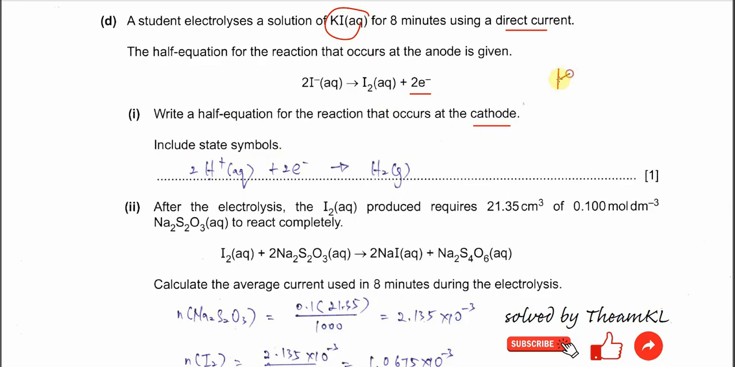in the solution there are potassium ions and hydrogen ions. Of course, hydrogen ion will be the one that is chosen, because its electrode potential is more positive. So it is more likely to gain electrons compared to the potassium ion. So in this half equation, including state symbols, you need to use the hydrogen ion. Hydrogen ion plus 2 electrons forms hydrogen gas. So eventually it will discharge to gain the electron.